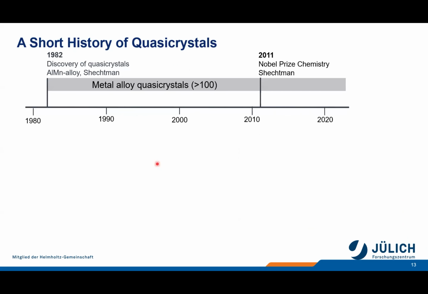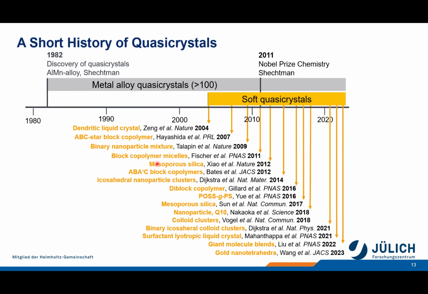Right, so a short history of quasicrystals. In 1982, they were discovered by Dan Shechtman. He was awarded the Nobel Prize in 2011 for this discovery. And meanwhile, there are more than 100 different metal alloys known that form quasicrystals. Surprisingly, there are also non-metallic soft quasicrystals. And nearly every year, there is a report of a non-metallic quasicrystal.